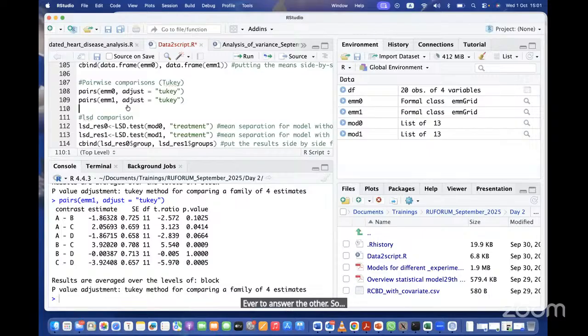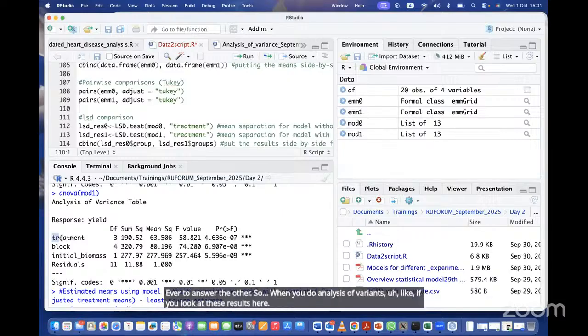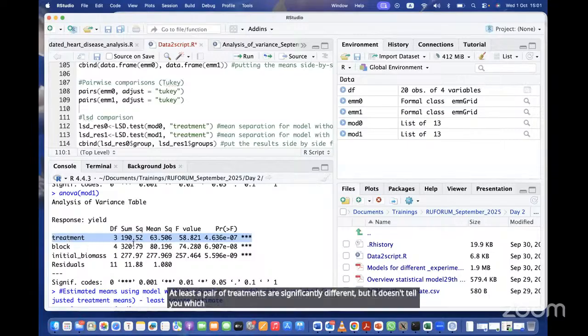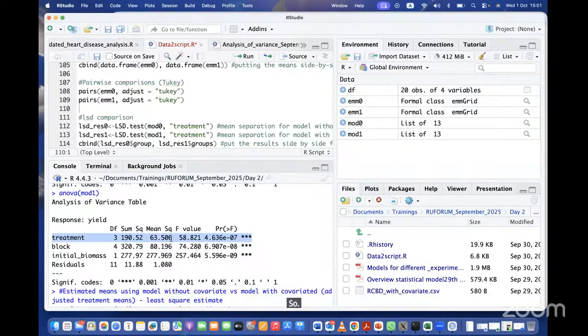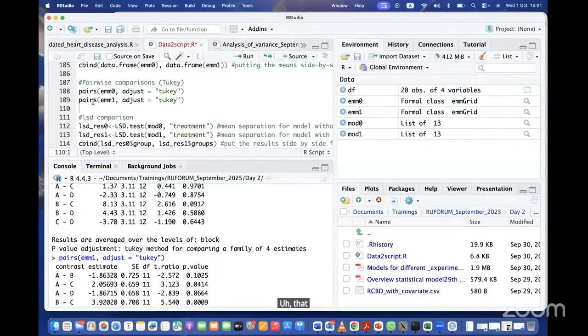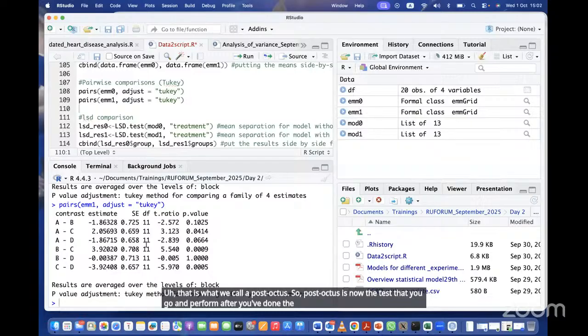So when you do analysis of variance, these results will tell you that at least a pair of treatments are significantly different, but it doesn't tell you which pairs are significantly different. So that is where we go and make pairwise comparison. That is what we call a post-hoc test. A post-hoc test is the test that you perform after you've done the analysis of variance and it has indicated that the results are significant.